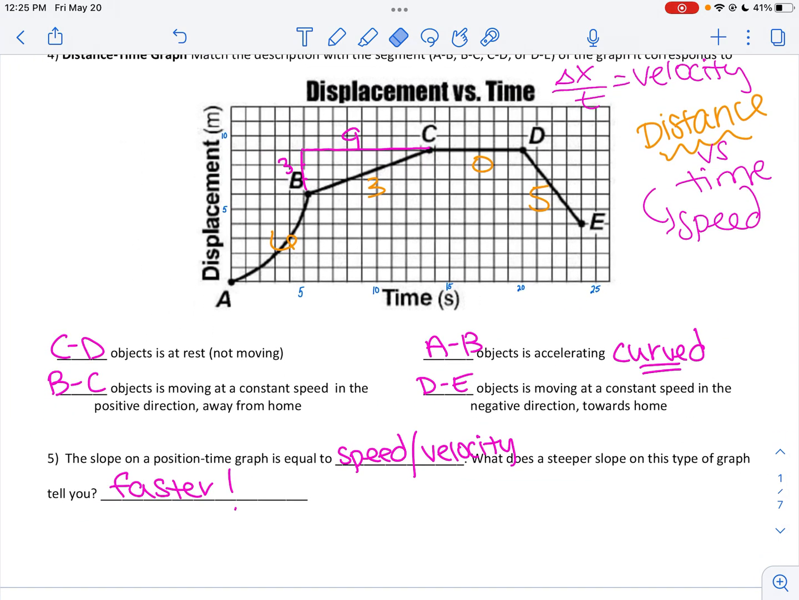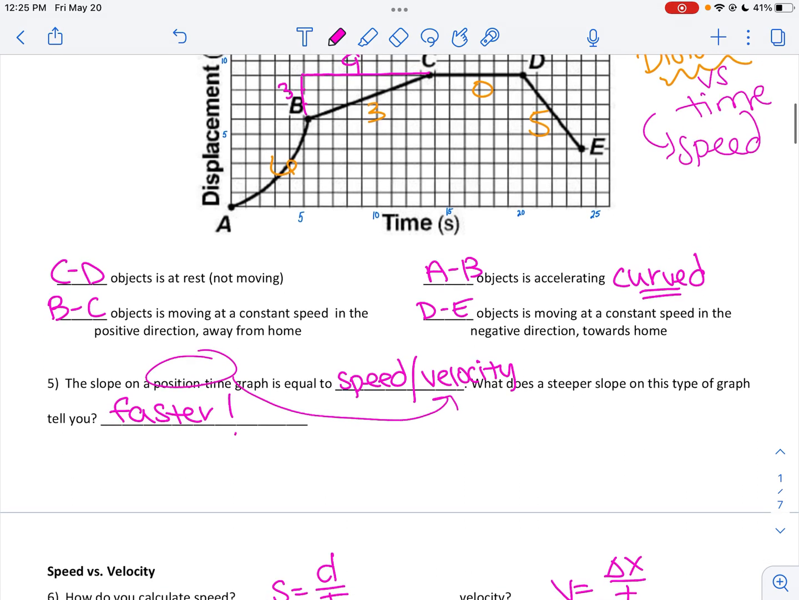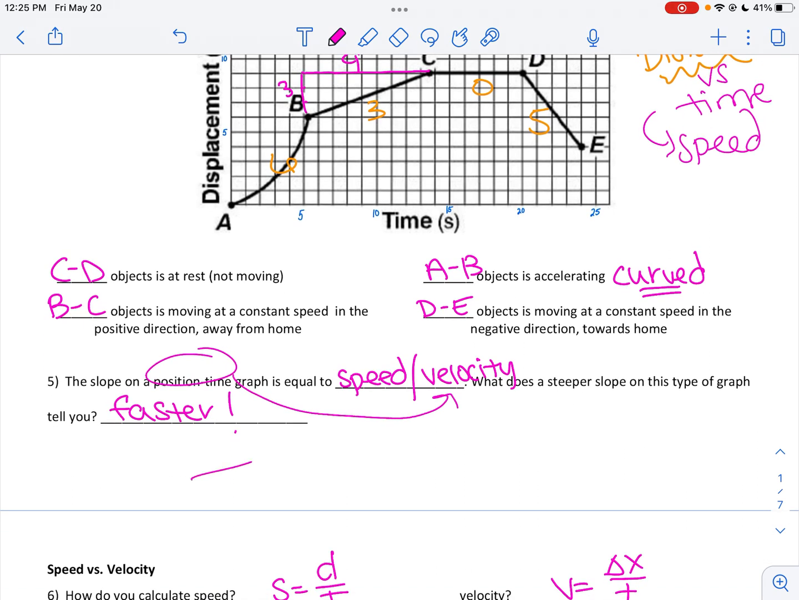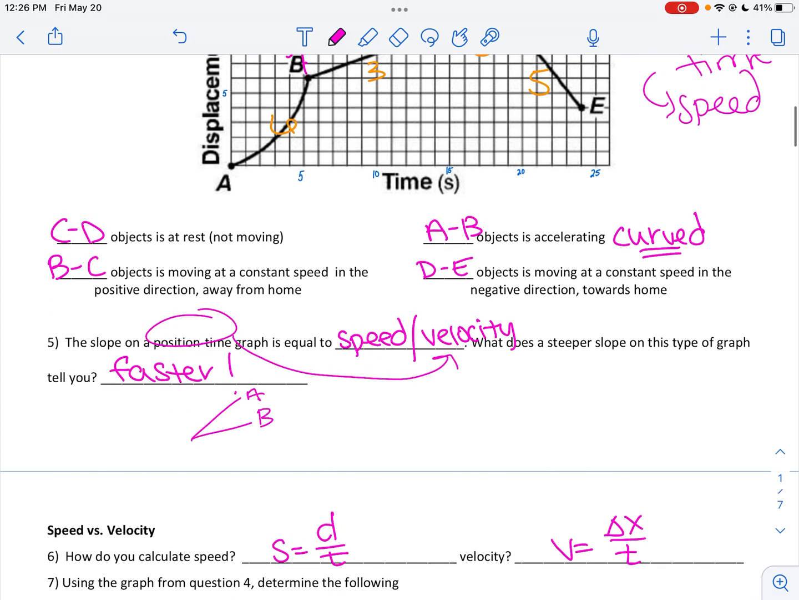So again, if it's position time, like I had mentioned, we're leaning more towards velocity. If it's distance time, a little bit more towards speed. Can you get distance, displacement, speed, and velocity all from the same graph? Yes. The steeper the line, the faster they are going. So A is going faster than B because it's a little bit steeper of a line.